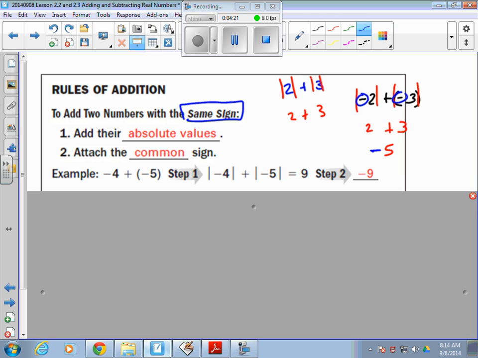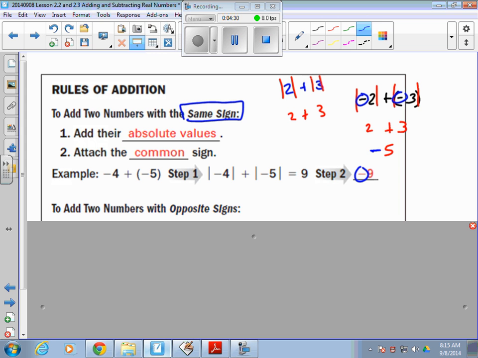There's your example here. -4 plus -5, the absolute value of each is 4 and 5, adding to 9. Then step 2 is to attach that common sign, -9. To add two numbers with opposite signs, now you don't have both of them the same. One's going to be plus or positive, and one's going to be minus or negative.